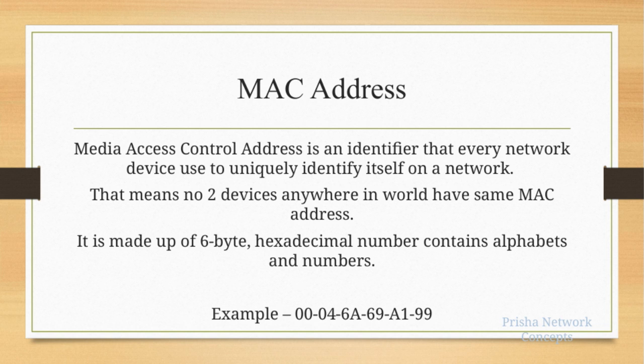A MAC address is made up of 6 bytes, which are hexadecimal numbers. These hexadecimal numbers include both alphabets and numbers. For example, a typical MAC address might look like 0046A69A199. This combination of characters is what makes each MAC address unique and essential for network communication. Understanding MAC addresses helps us see how devices are recognized and managed in a network, which ties into the overall theme of network identification and management. It's a fundamental concept that keeps our network communications precise and secure.